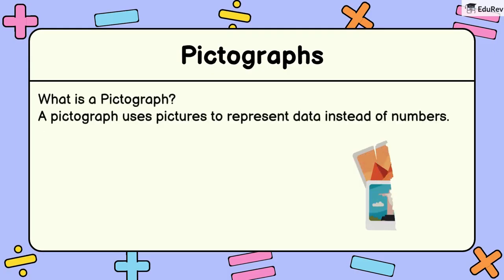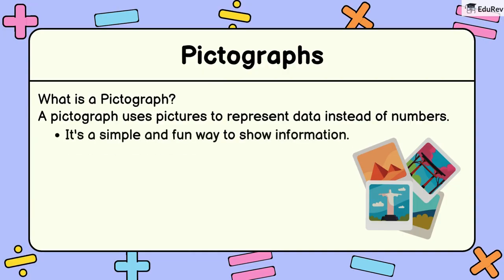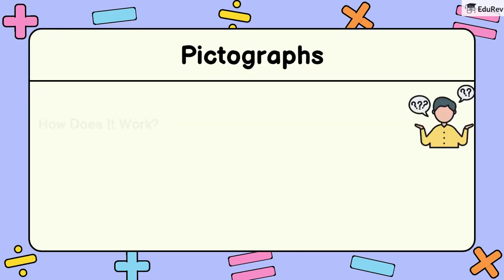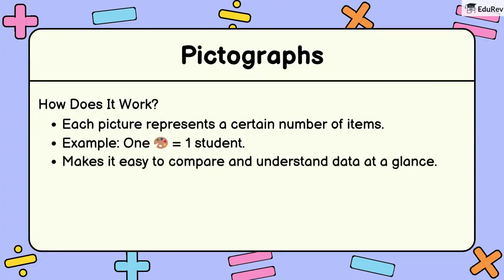Next, let's learn about pictographs. A pictograph uses pictures to represent data instead of numbers. It's a simple and fun way to show information. For instance, if students participated in activities like drawing, singing, and dancing, you could represent their participation as follows. Drawing, 3 students. Singing, 4 students. Dancing, 2 students. Now, how does a pictograph work? Each picture represents a certain number of items. For example, if one picture equals 1 student, it makes it easy to compare and understand data at a glance.